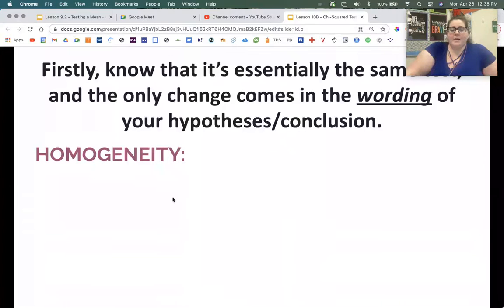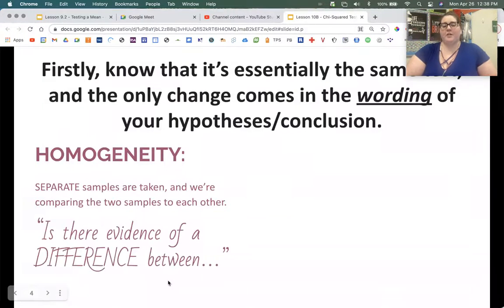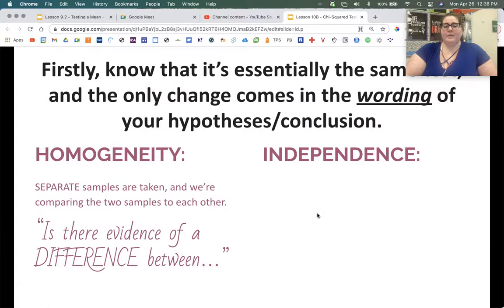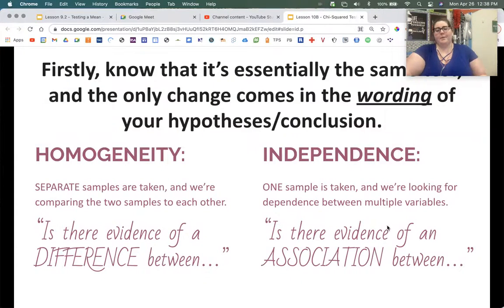But a test of homogeneity is when separate samples are taken, and we're really comparing the two or three or whatever samples to each other. A good clue is in the way the question is asked. If they ask, is there evidence of a difference between blah, blah, blah, that's a good example. For a test of independence, we have one sample. So if they talk about a sample being taken, and we're looking for some level of dependence or association between variables, that's a test of independence. And oftentimes the question that you're asked is something like, is there evidence of an association between?